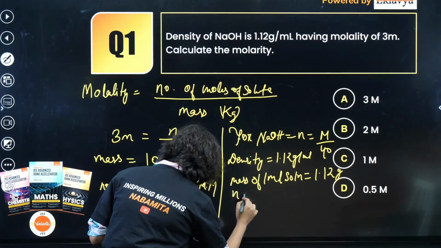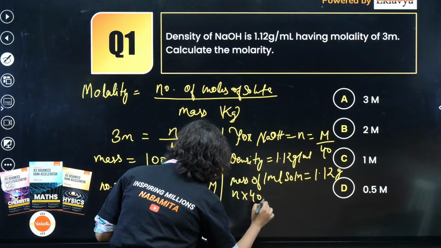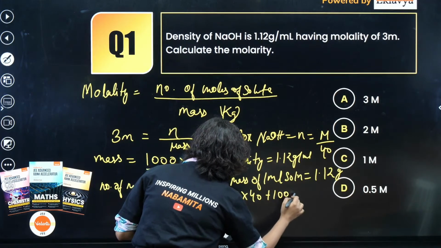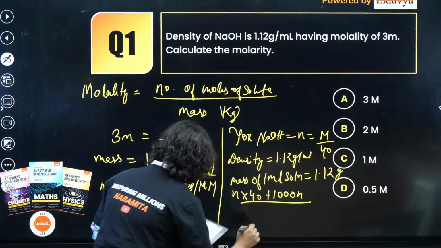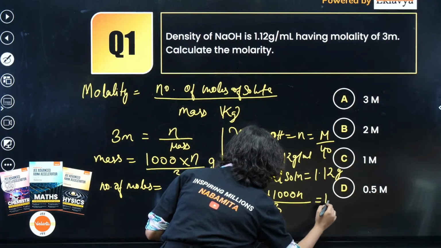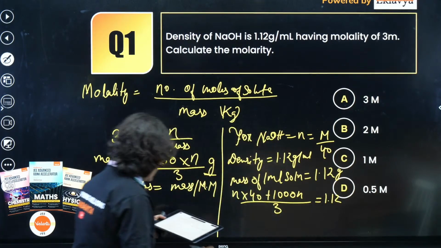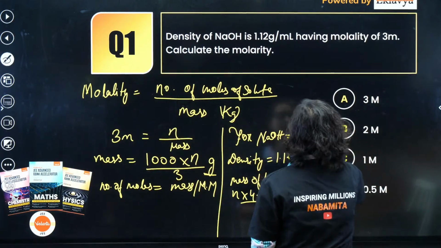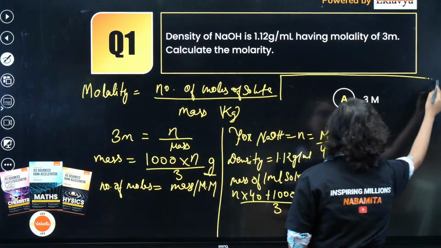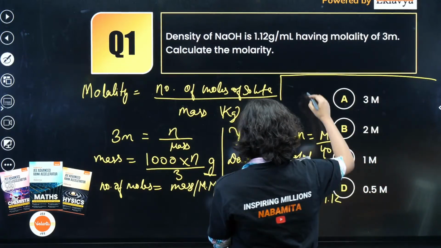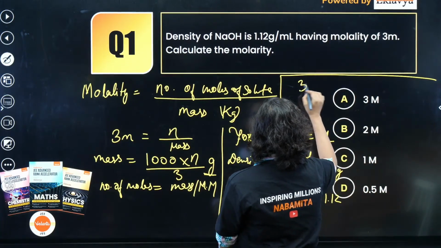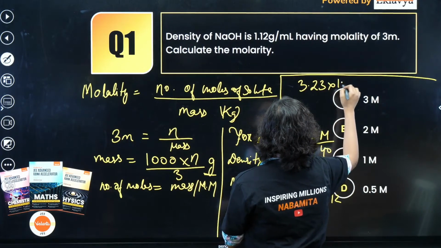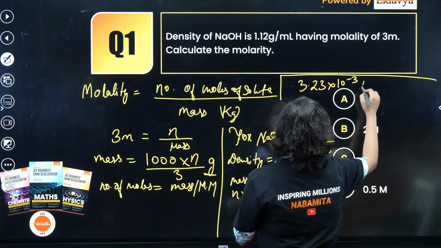We can write it as N multiplied with 40 plus 1000 N divided by 3, and that is equal to 1.12. And now if we calculate this, we will be getting the answer somewhere here. I'm writing it here. Yes, you will be getting it as 3.23 into 10 to the power minus 3 mole.